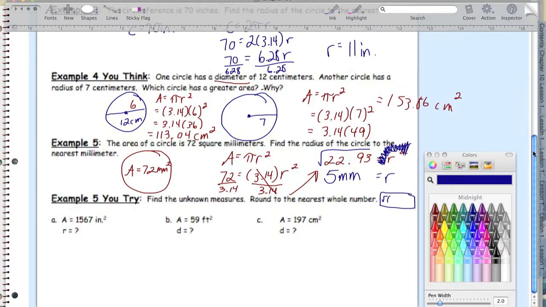Alright, let's try example 5. You try finding the unknown measures rounding to the nearest whole number. So here they're giving us the area, they want us to find the radius. So a similar concept, area equals pi r squared. I'm going to fill in 1,567 for my area. Pi is 3.14. My radius I don't know, so it's r squared. So the first thing is to divide by 3.14. Those cancel. R squared comes down.